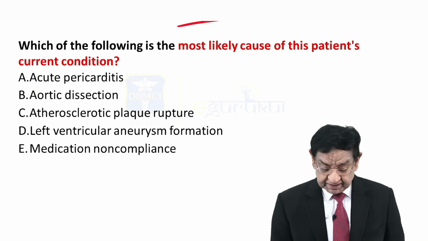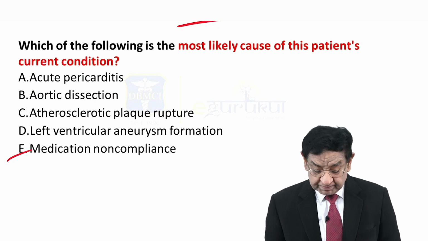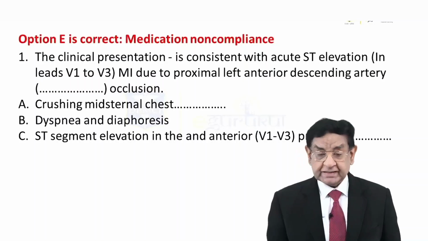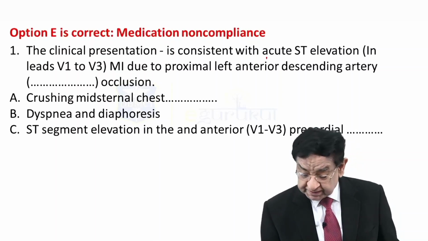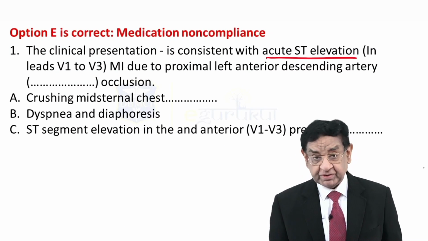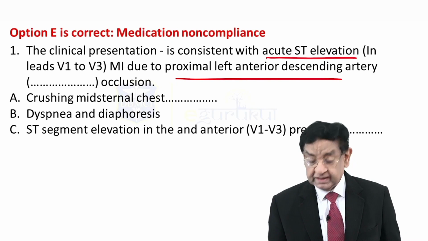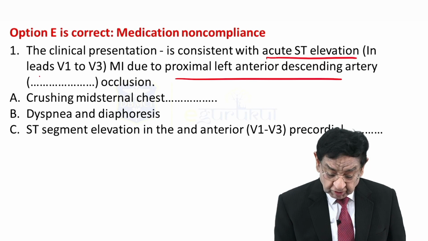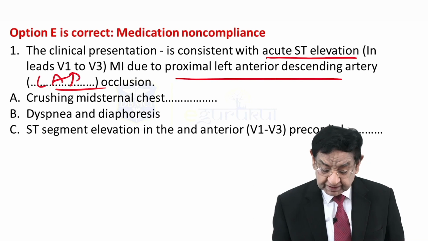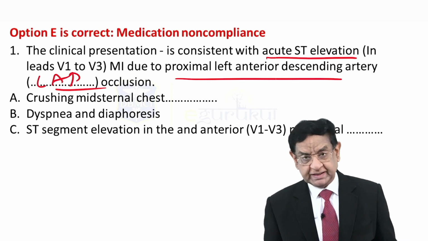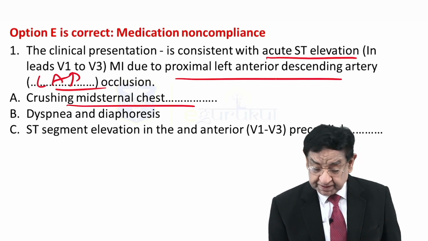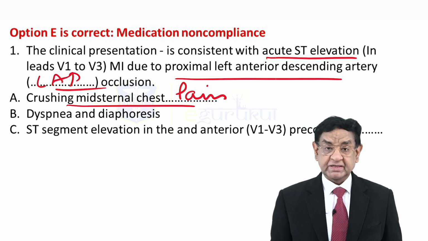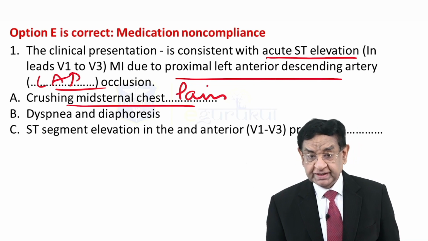The right answer is medication non-compliance. Why this? Why not others? As I just told you, there is acute ST elevated MI in V1 to V3 due to proximal LAD stenosis, occlusion. Rather, there is a re-occlusion. Crushing mid-sternal chest pain is the classical feature that we see in a case of acute MI.